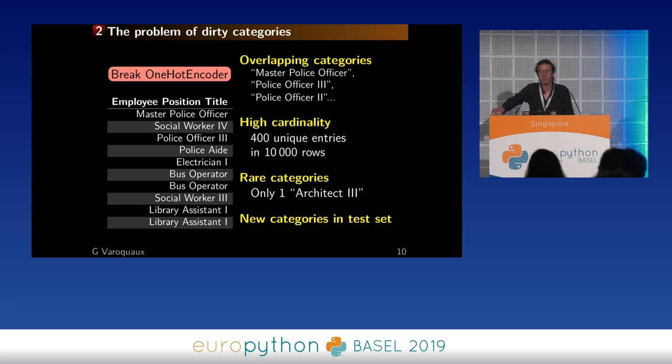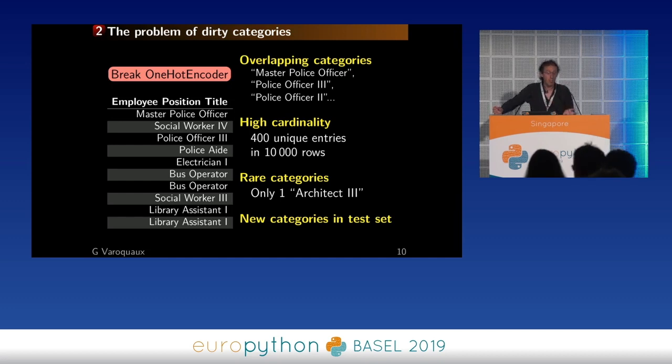It's just going to take a lot of time to run computationally, but some of them are statistical. The reason they're statistical is that we might have some rare categories. There's only one instance of architect 3 in the data set. We might have some overlapping categories. We have different instances of police officers, and the link between those instances is not obvious if we don't look at the string content, and if we just consider these things as discrete categories.